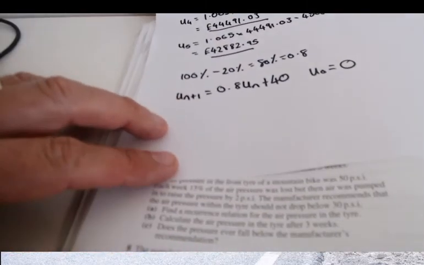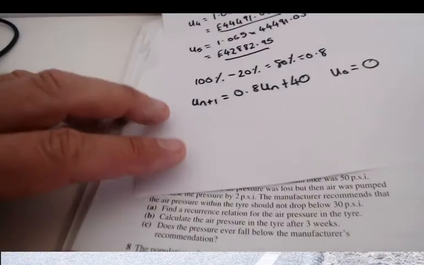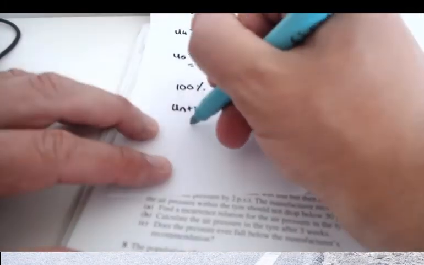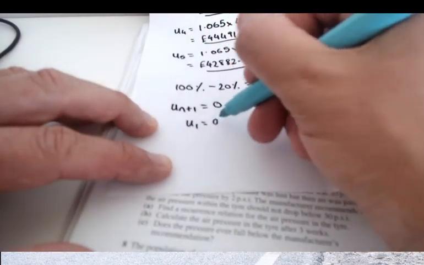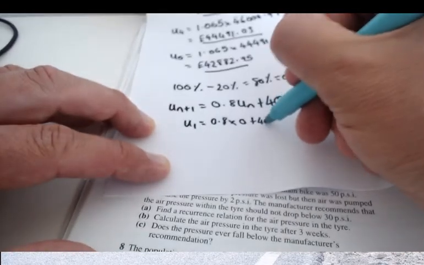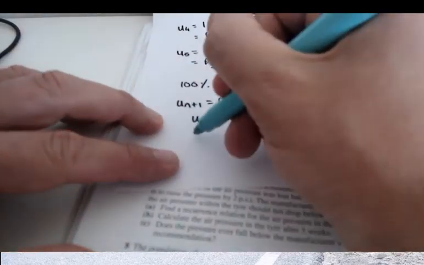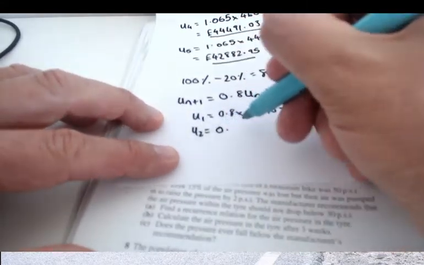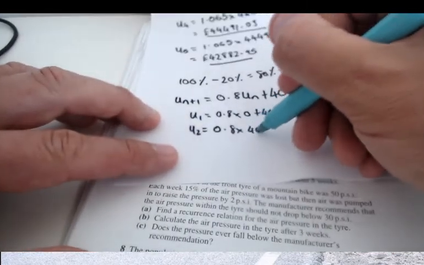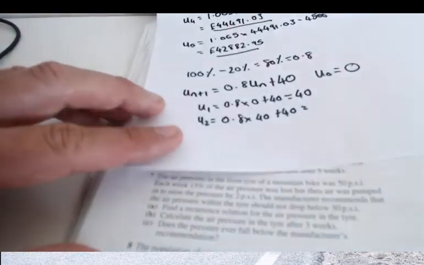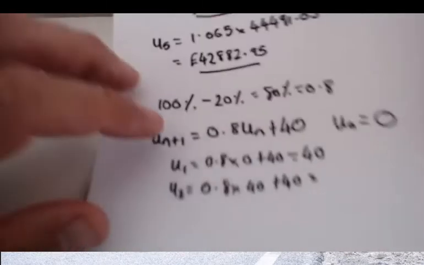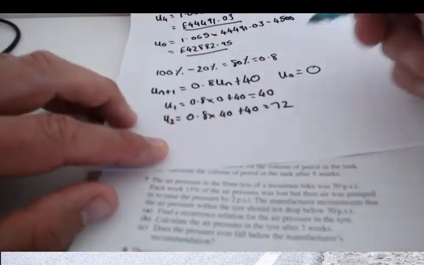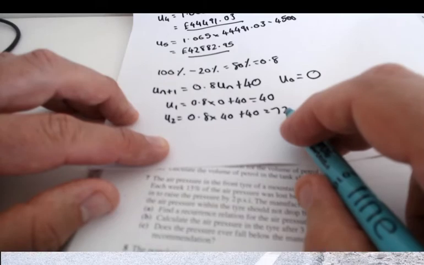Right, I need to work through this to get U1, U2, U3 and U4. So U1 is going to be 0.8 times my last answer, add 40, and that works out to be 40. U2 is going to be 0.8 times my last answer, add 40. And that works out to be 72. So after 2 weeks, there's 72 units of waste in the loch.